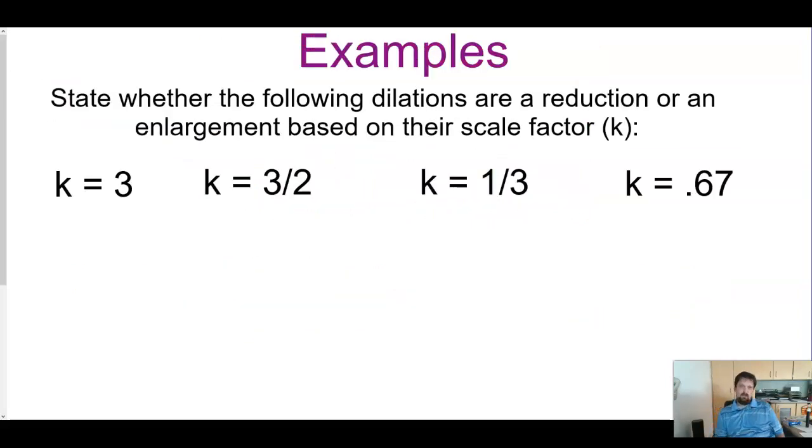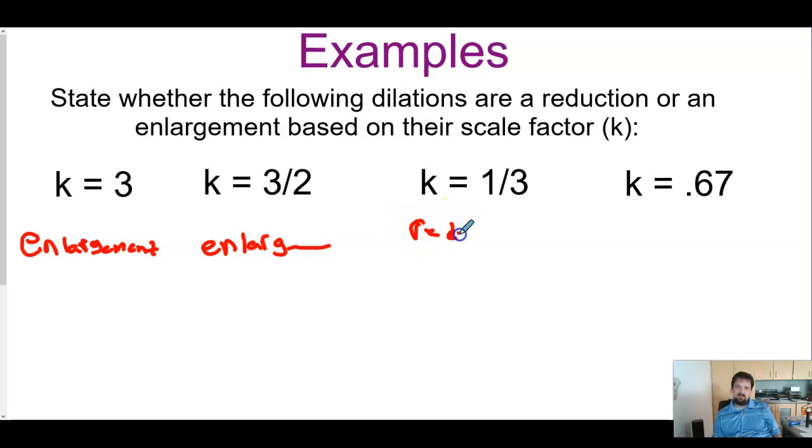So some examples: state whether the following dilations are a reduction or an enlargement based on their scale factor. If we take a look at K equals 3, which is greater than 1, therefore this would be an enlargement. Okay. K equals 3/2, that's bigger than 1, so once again we have an enlargement, and so on. Okay, and then K equals 1/3, that's smaller than 1, which means it is a reduction. And if K is 0.67, that also is a reduction, because that is smaller than 1. Alright.